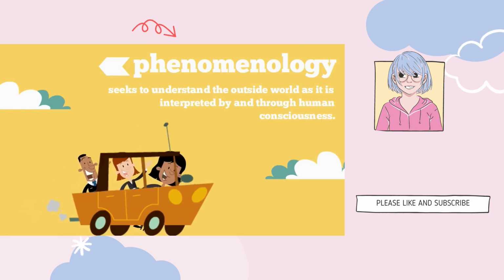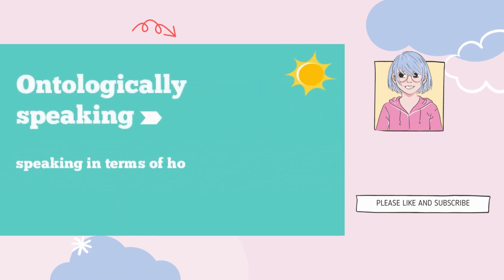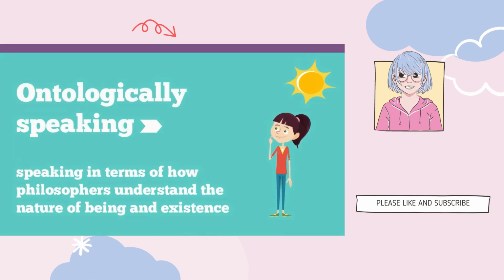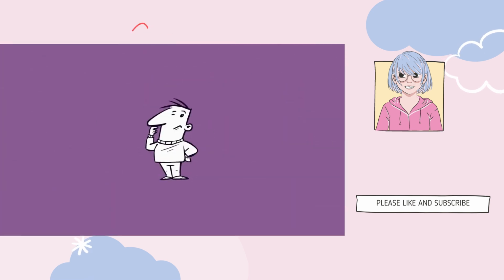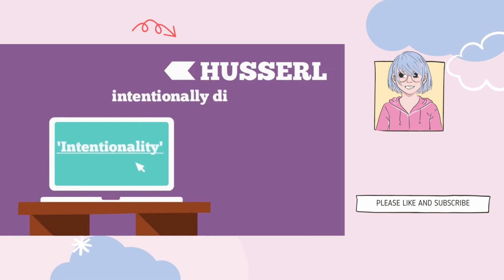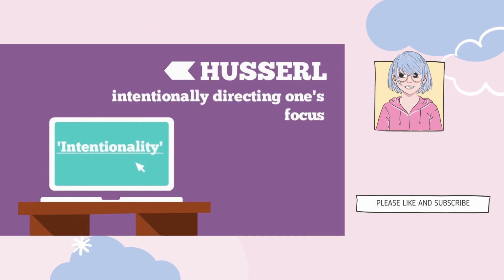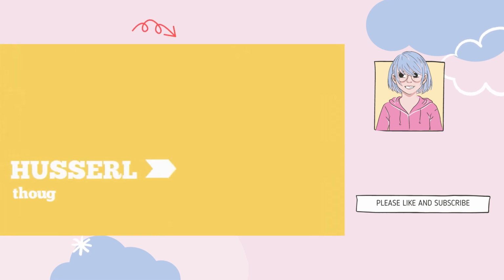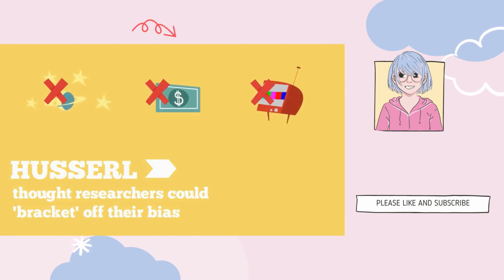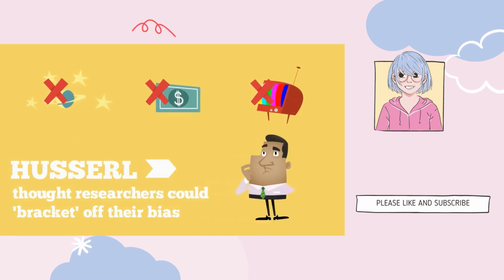Ontologically speaking, that means speaking in terms of how philosophers understand the nature of being and existence, Husserl purported that reality could be grasped by and through structures of consciousness, by applying what he called intentionality to the object of study, or intentionally directing one's focus to describe realities. For Husserl, to achieve deeper understanding of an object of study, a researcher could quarantine their personal judgments, a process called bracketing, so that preconceived notions do not interfere with the phenomenological inquiry.